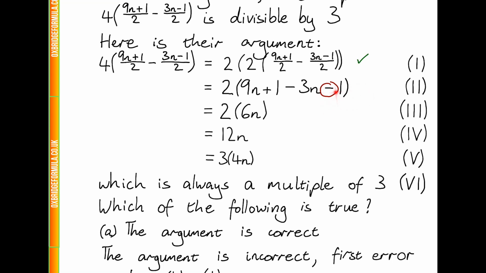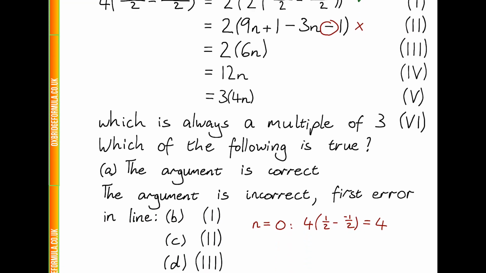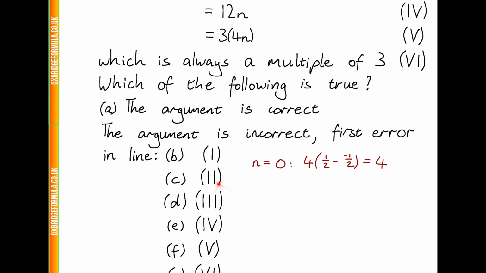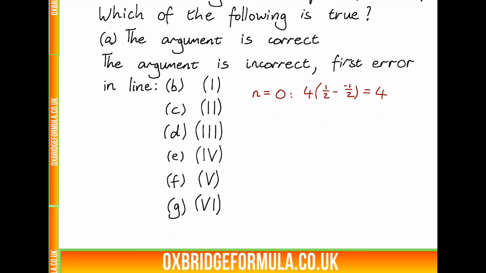So this is an error, and therefore we can see that since there's no error in line 1 and there is an error in line 2, the first error occurs in line 2, which is option C. So our answer to this question is going to be option C.